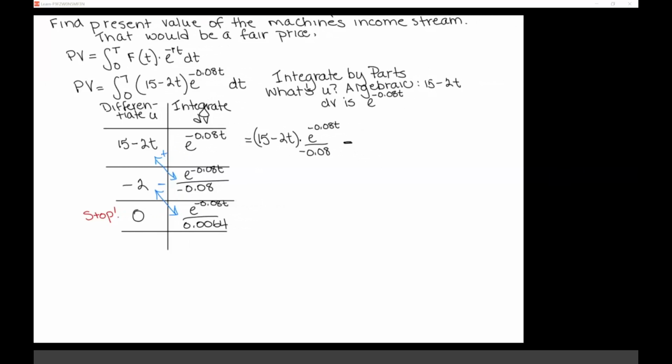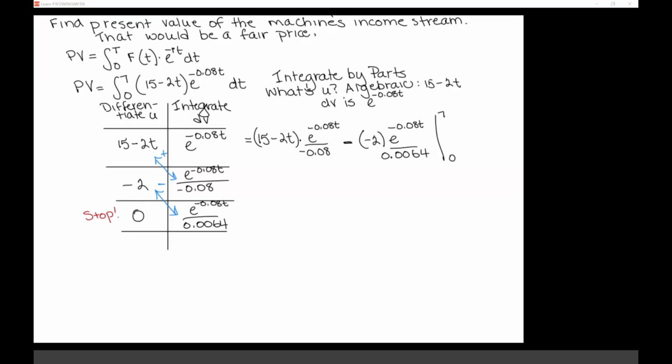Then I'm going to take negative 2 and multiply that by e to the minus 0.08t over 0.0064. There's what I've got. Then I want to evaluate that because it was a definite integral from 0 to 7.